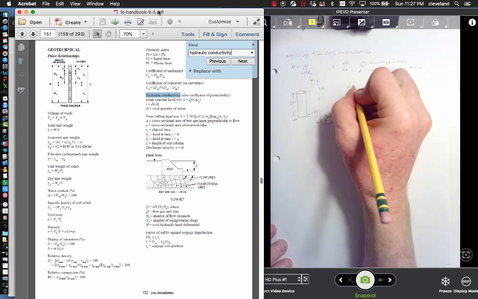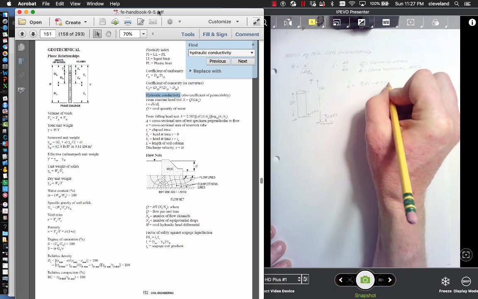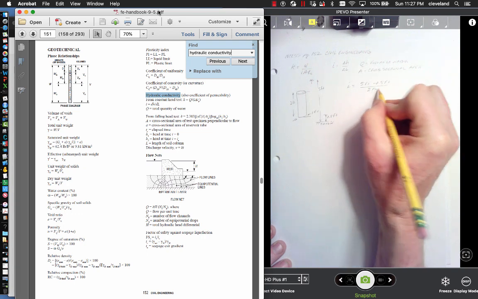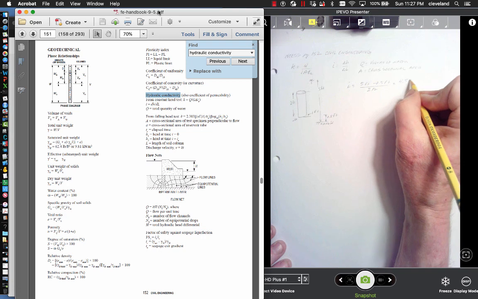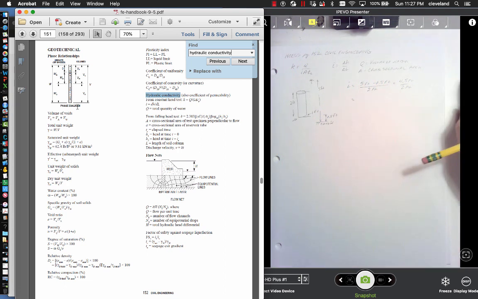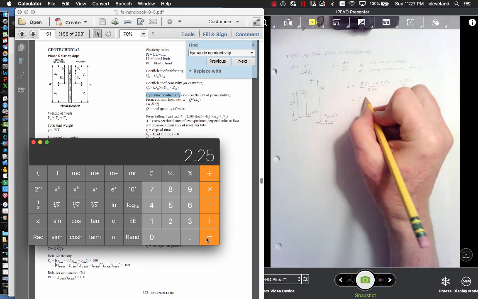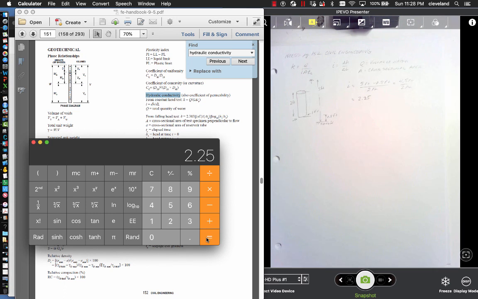So for our hydraulic gradient, change in head is 5 feet minus 0.5 feet. Change in length is 2 feet. This is 4.5 feet over 2 feet, which equals, bring that up on the calculator, 5 minus 0.5 equals that divided by 2, which is 2.25. 2.25 is the gradient.